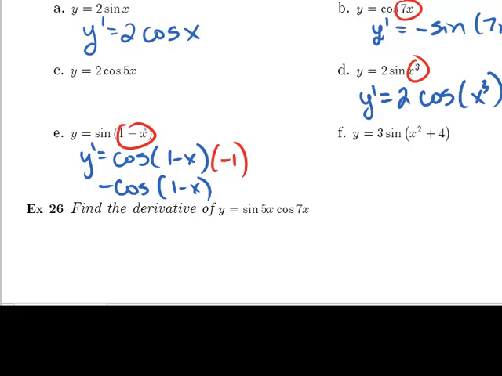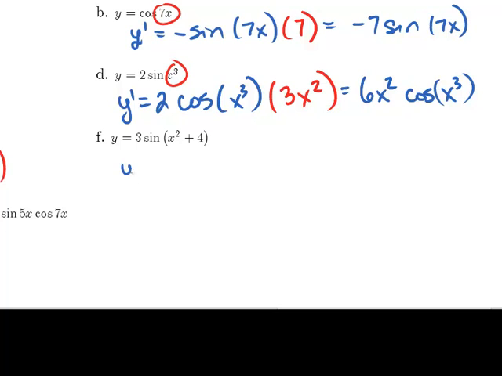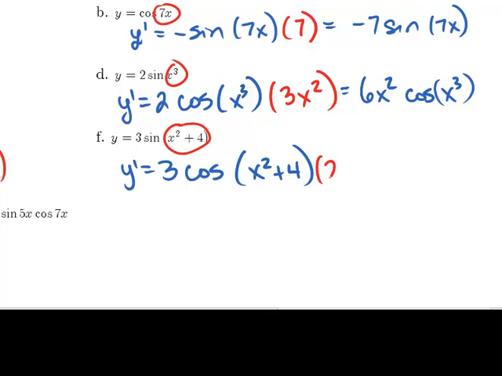And then our final example here, y prime is going to be 3, which is again just going to come along for the ride. Derivative of sine is cosine. Leave the inside alone. And then we take the derivative of the inside, so x squared plus 4, the derivative of that is just 2x. Last step, we're going to move that 2x to the front, so we end up with 6x times cosine of x squared plus 4.